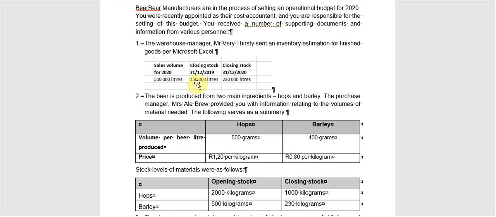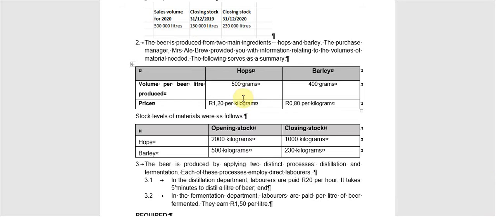In note number 2, they tell you that the beer is produced from two main ingredients, hops and barley. The purchase manager, Mrs. Ale Brew, provided you with information relating to the volumes of material that is needed. Per liter of beer, we need 500 grams of hops and 400 grams of barley. The price is R1.20 for a kilogram of hops and 80 cents for a kilogram of barley. Then the stock levels: for hops, the opening stock is 2,000 kilograms and the closing stock is 1,000 kilograms. For barley, it is 500 kilograms and 230 kilograms.